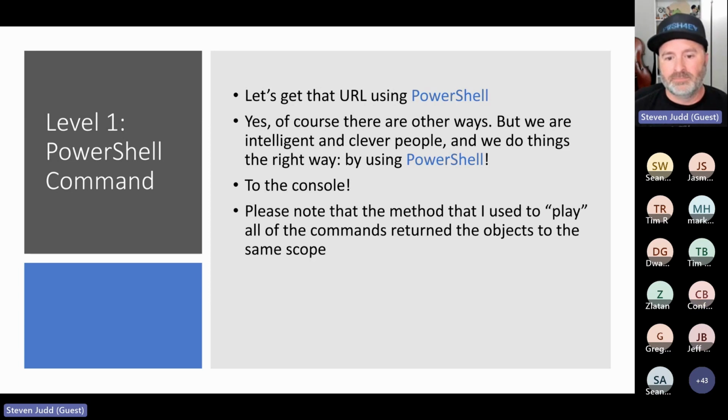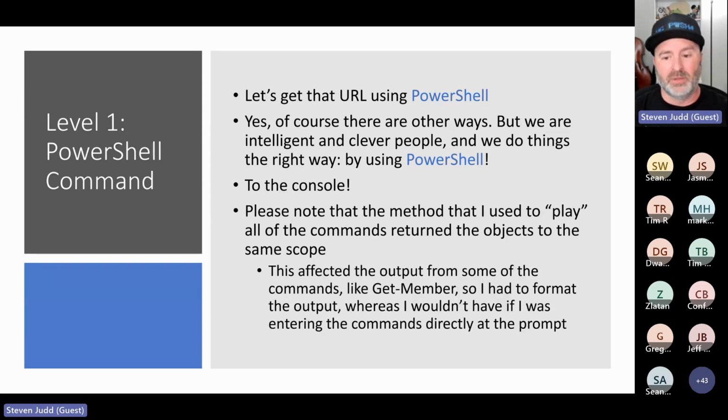So, please note that the method I used to play all the commands returns the objects to the same scope because I was running it all from one script. So that's why I did some of the foolishness with the Get-Member command. If you happen to look at that Get-Member command, you're like, why did he pipe that out and expand and format table and all that stuff? It's just the nature of the code and how it was running in one script. Okay, I just wanted to mention that in case.